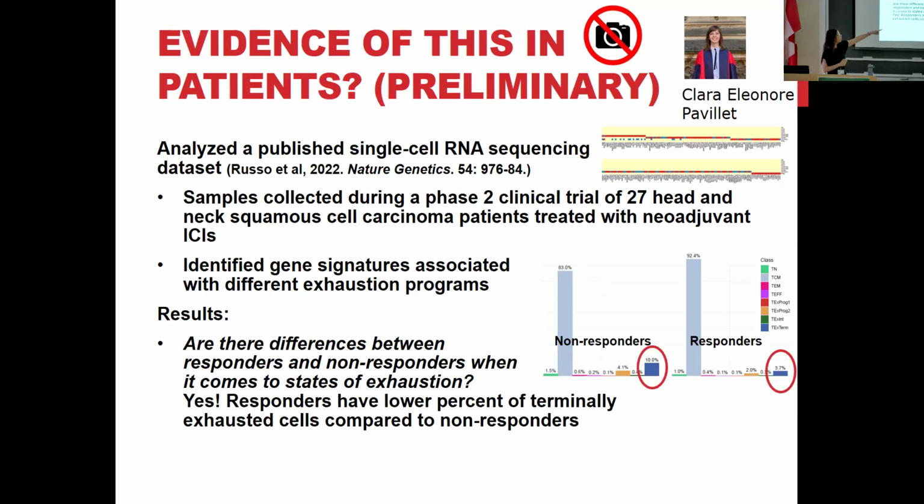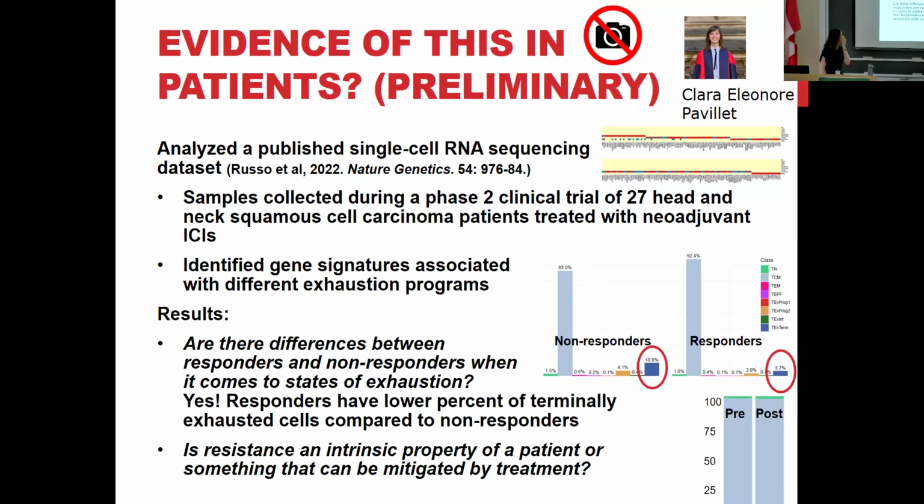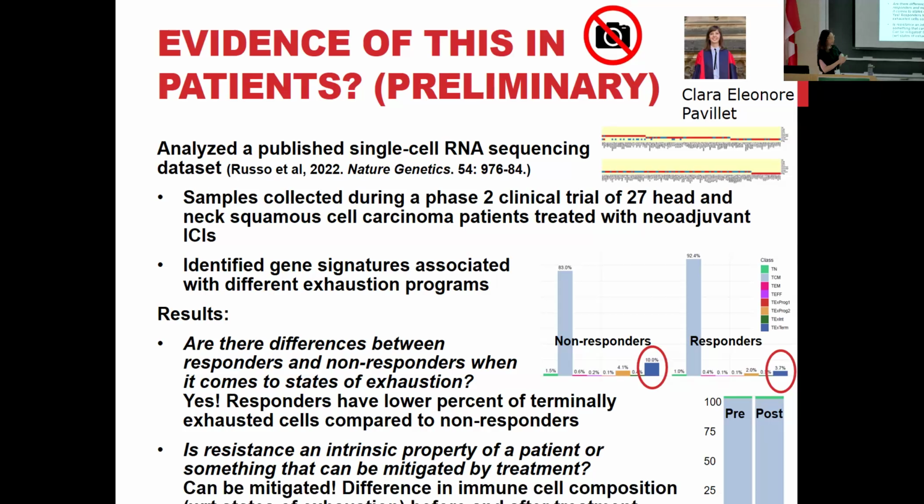So if you look at the dark blue region, that is the region of the terminally exhausted T cells, and you do see a significantly larger percent of terminally exhausted T cells in those non-responders. The next thing they asked, is this an intrinsic property of a patient, or is this composition mediated by the treatment itself? And in an admittedly small sample of patients, they did find a difference pre-treatment and post-treatment in terms of the immune cell composition. So it is something being modulated by treatment.